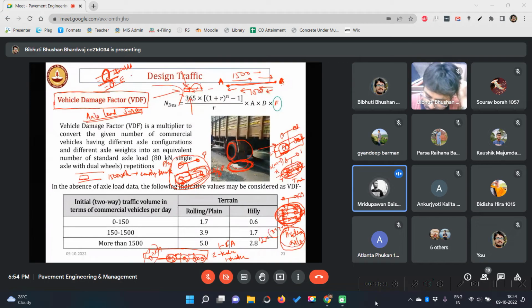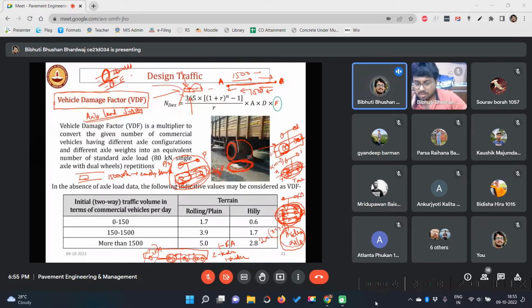Generally, this survey needs to be carried out before constructing the road, along with the traffic survey. Traffic survey means you are simply counting how many vehicles are there, because that will decide the width of the road and everything. But since this is a pavement class, I'll be talking only about the layer thicknesses. In traffic survey you count how many vehicles, and in axle load survey you get the idea of the weight of the axles.